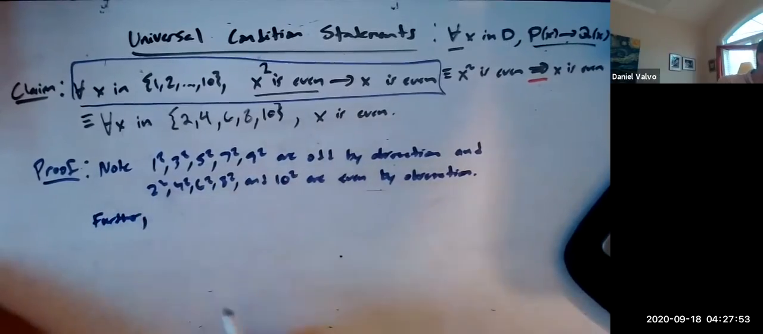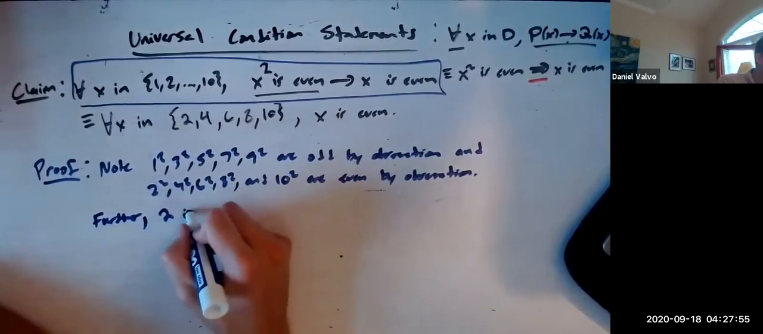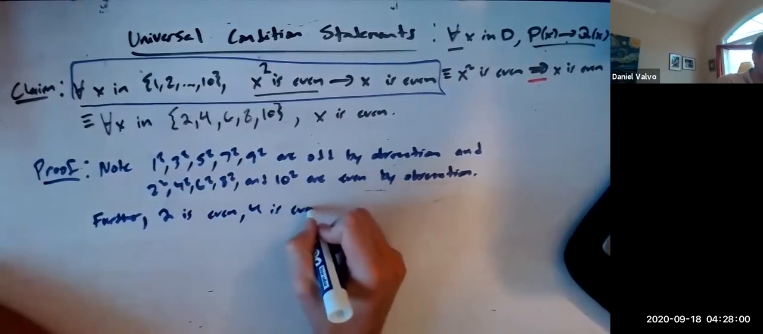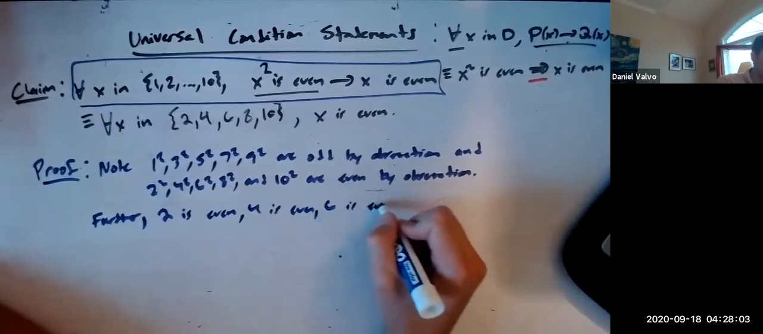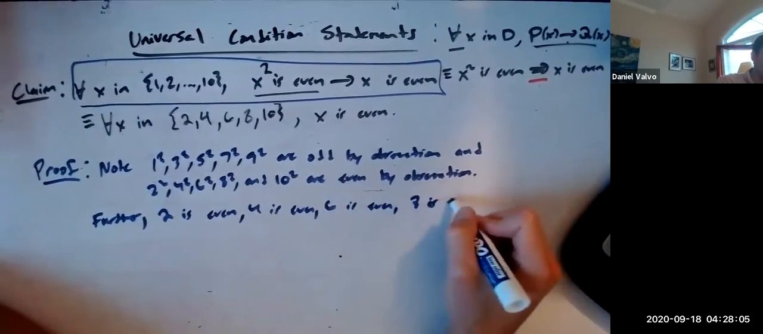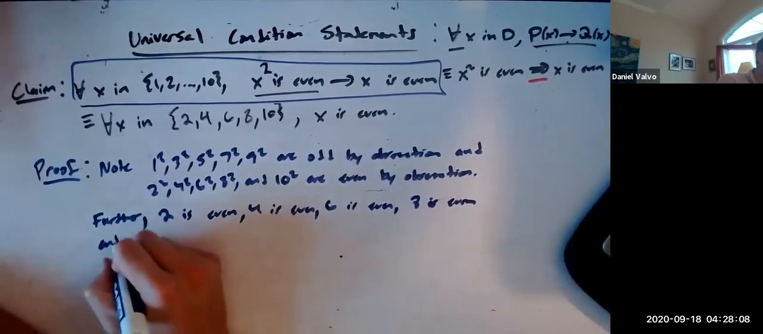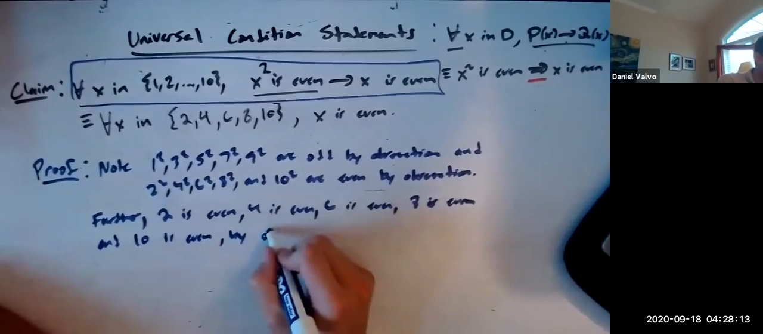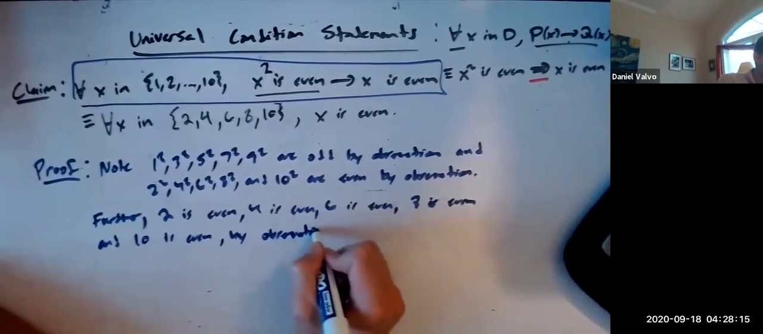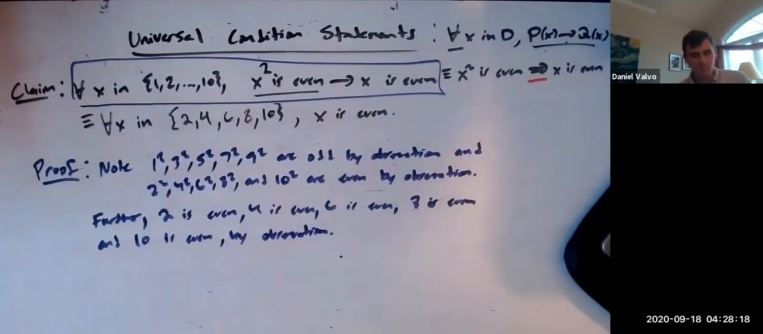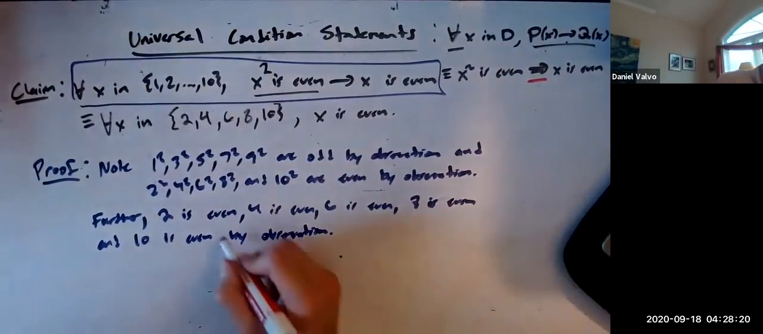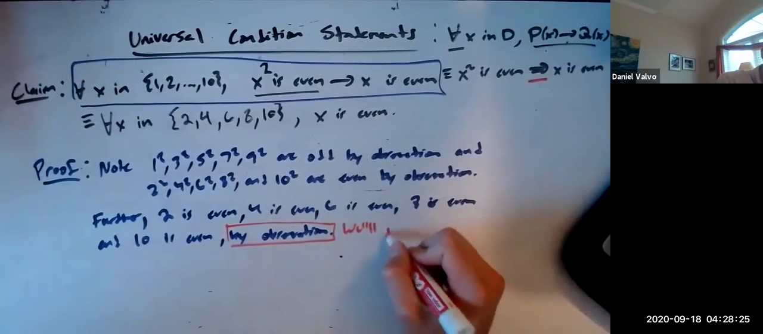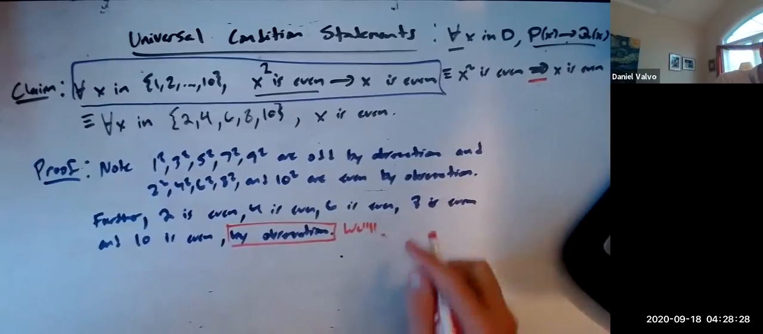Further, 2 is even, 4 is even, 6 is even, 8 is even, and 10 is even, also by observation. Now, note this "by observation"; we'll talk about this later.